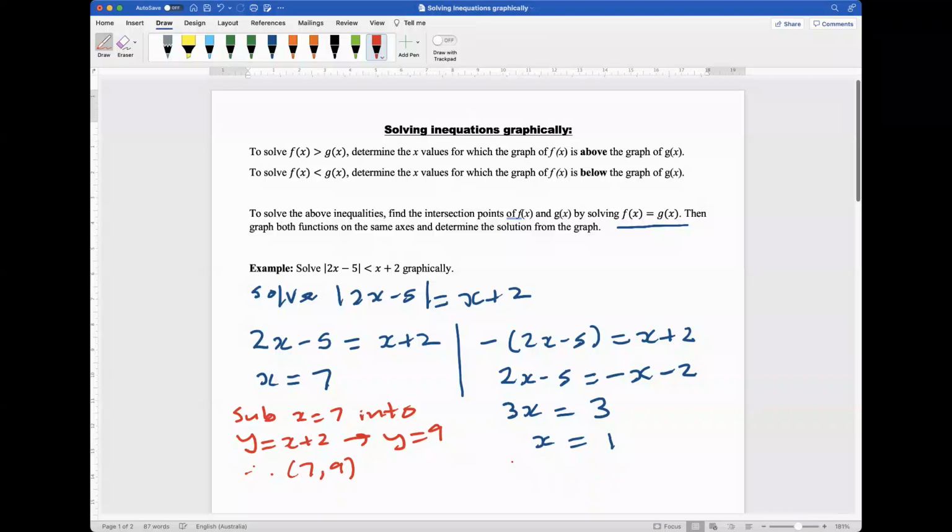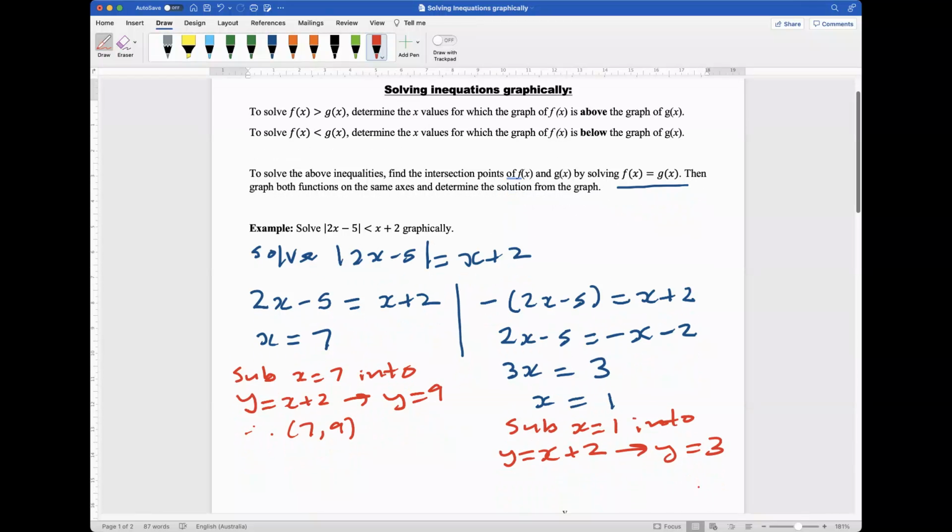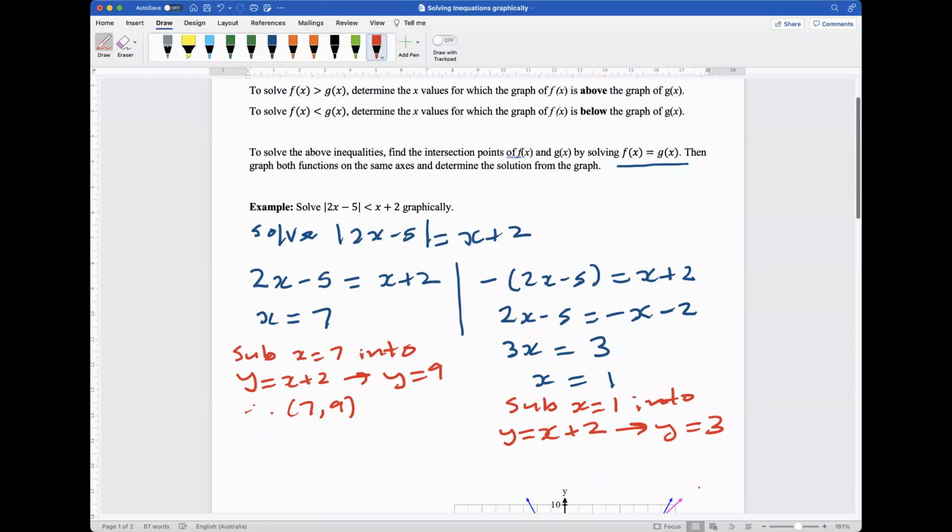And for this one here, sub x equals 1 into y equals x plus 2, and then you're going to get y is equal to 3. Okay, so we've got two intersection points then at 1, 3 and 7, 9.